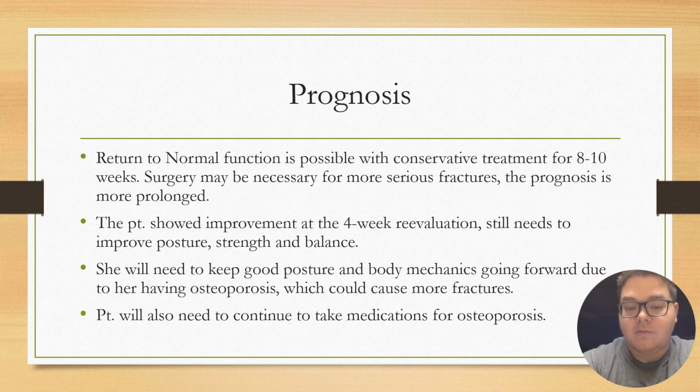All right, so last up, we have the prognosis for the patient. In terms of thoracic compression fractures, returning to normal function is possible, especially with conservative treatment within 8 to 10 weeks. That's the normal turnaround for these type of fractures. Sometimes, if the fracture is a little bit more serious and it requires surgery, it does change the prognosis. Instead of taking 8 to 10 weeks, it usually takes several months to get back to where we need to be.